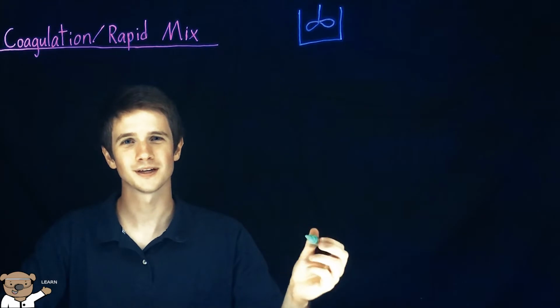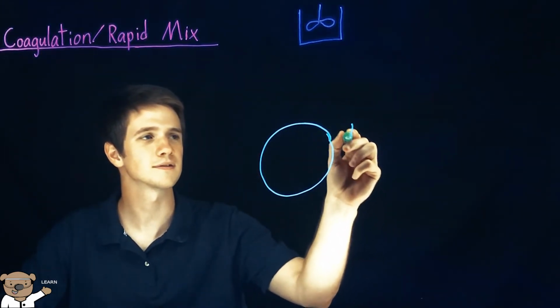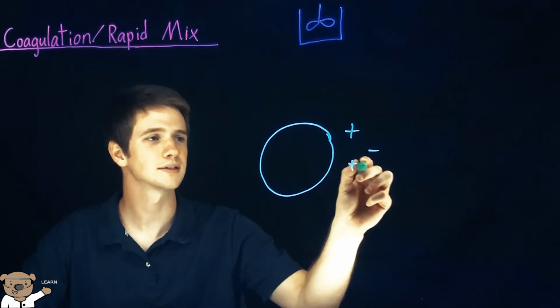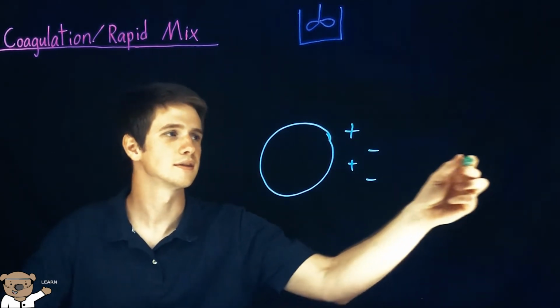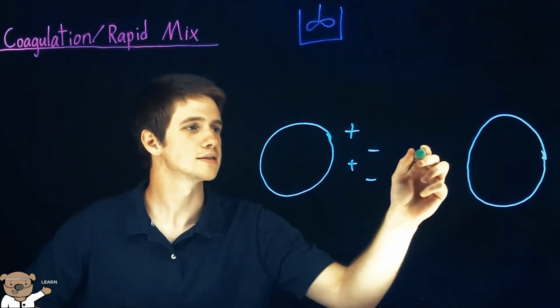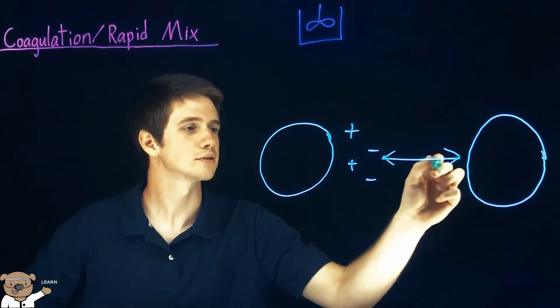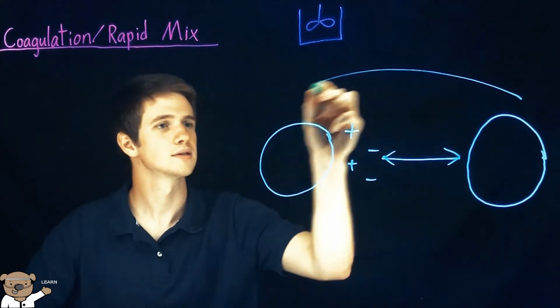The particles we're trying to remove here are so small that they're more affected by things like surface charge and the attraction between molecules than things like buoyancy and gravity. The goal here is to get particles to stick together in order to form larger particles called flocks.